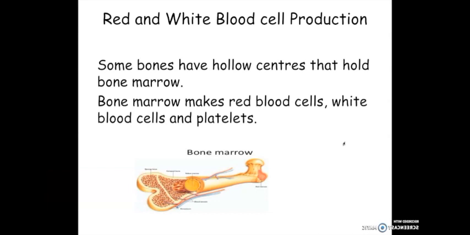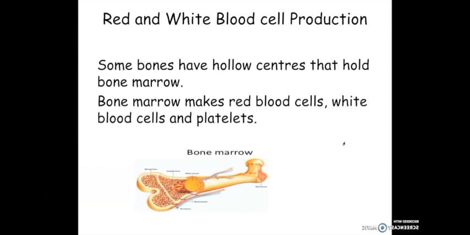Then we've got red and white blood cell production. So some of the bones in our bodies have hollow centres that hold bone marrow. Bone marrow is really important because it makes red blood cells, white blood cells and platelets. And hopefully from the other topics you've remembered how important red blood cells, white blood cells and platelets are.